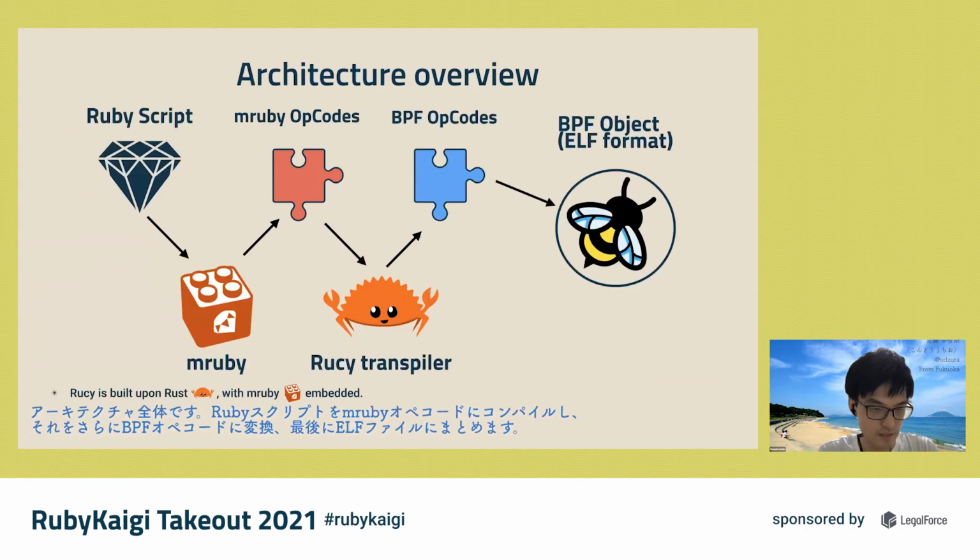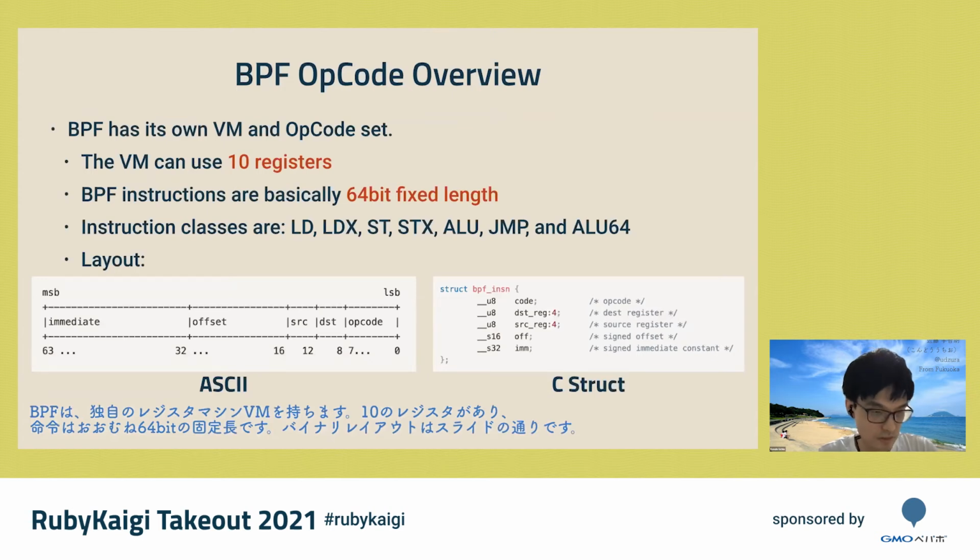As you have seen, I must talk about these opcodes, in other words, these binaries, in a little more detail. Let's start with the BPF opcode first. A BPF program runs on its own VM inside the kernel, which has its own instruction set. The VM can use 10 registers, and BPF instructions are basically 64-bit fixed. The layout looks like this: instruction, destination register, source register, offset, and immediate value.